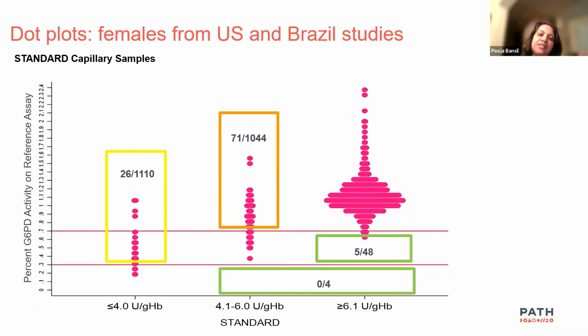Hence, in the context of malaria case management, females who are classified as normal or intermediate by the standard could safely receive primaquine. Because the standard test overestimated the number of females classified as deficient and intermediate, these 97 females who would be eligible for Primaquine according to the reference test would not be eligible for Primaquine by the standard test. Next slide, please.